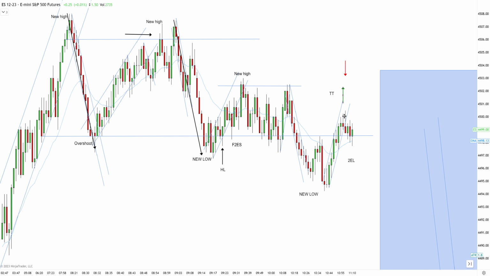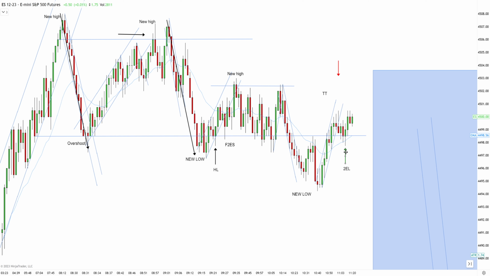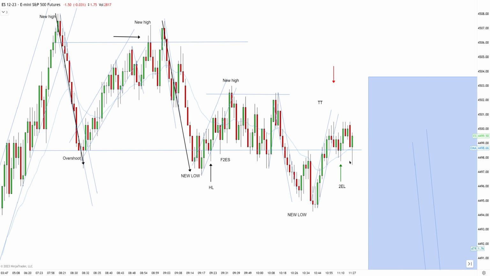This is a decent high probability setup. I'm going to mark it second entry long. It is a continuation of the failed second entry short. You keep your stop loss one tick below the signal bar, and you can see you would have gotten stopped out by one single tick.